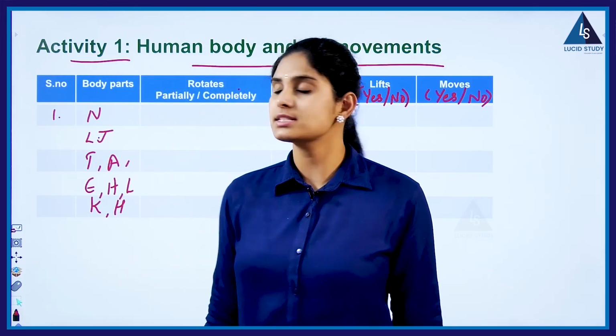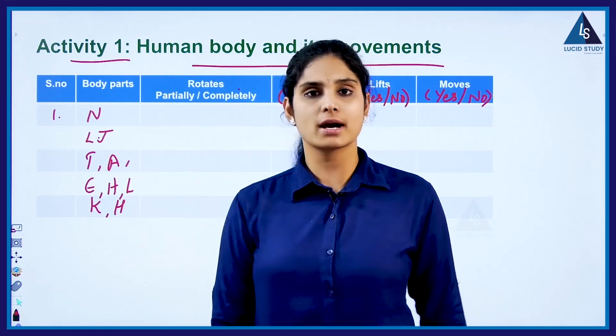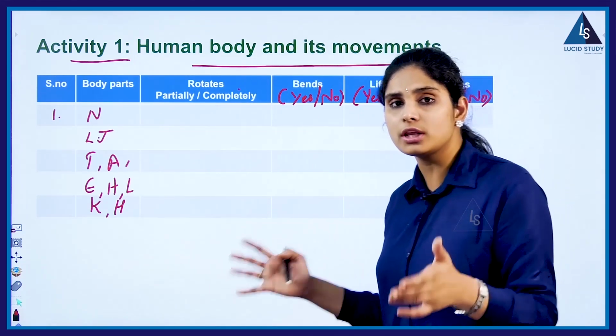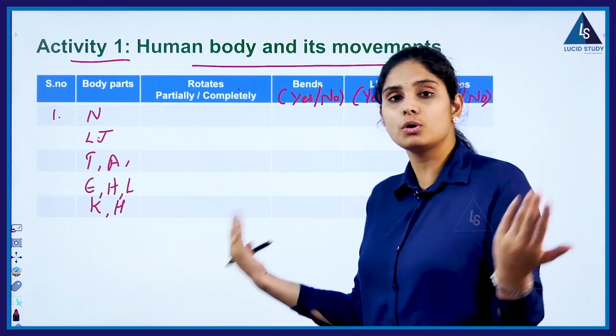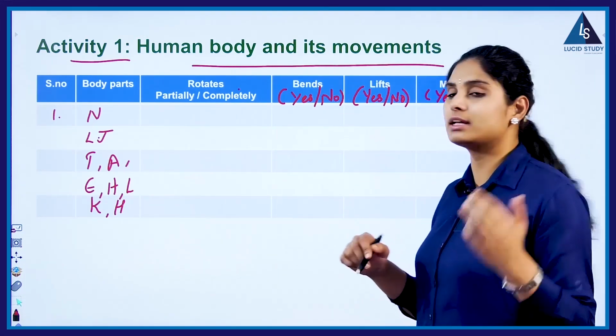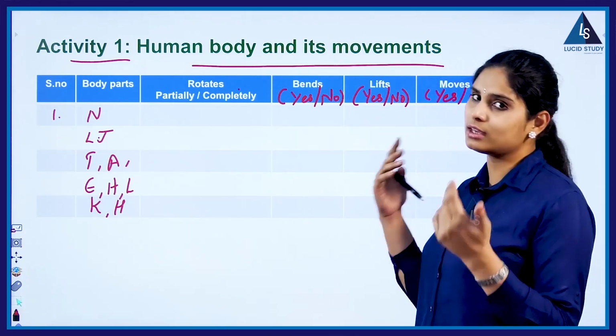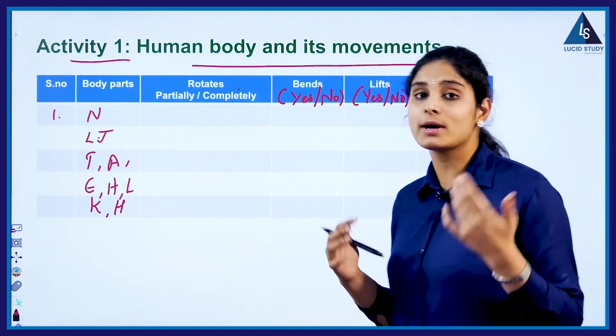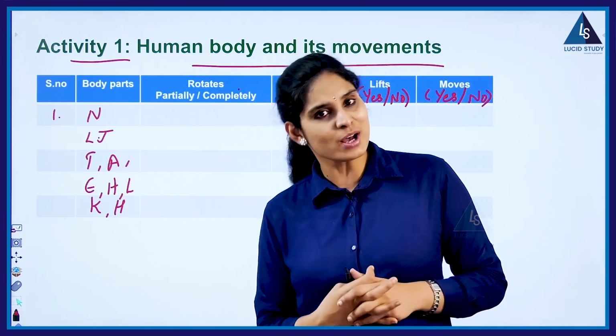Okay, likewise take different body parts and see whether they rotate partially, that is, only to some extent, or completely, that is, the whole 360 degrees, round. So likewise bend, yes or no. If it is moving, yes or no. Can you lift that, yes or no. Likewise fill the table and note your observations.